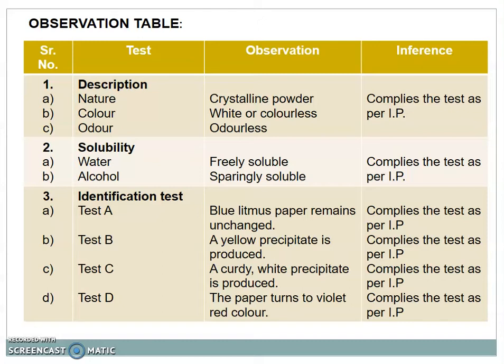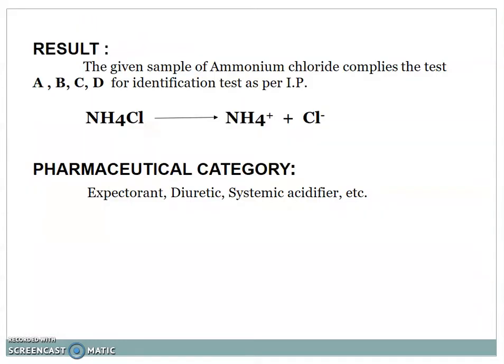Identification test. Test A: blue litmus paper remains unchanged. That means it complies with the test as per IP. Test B: a yellow precipitate is produced. That means it complies with the test as per IP. Test C: a curdy white precipitate is produced. That means it complies with the test as per IP. And test D: the paper turns violet red. That means it complies with the test as per IP.